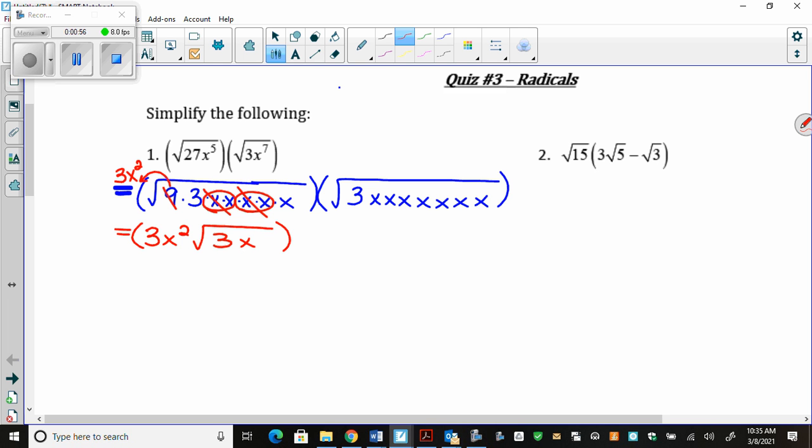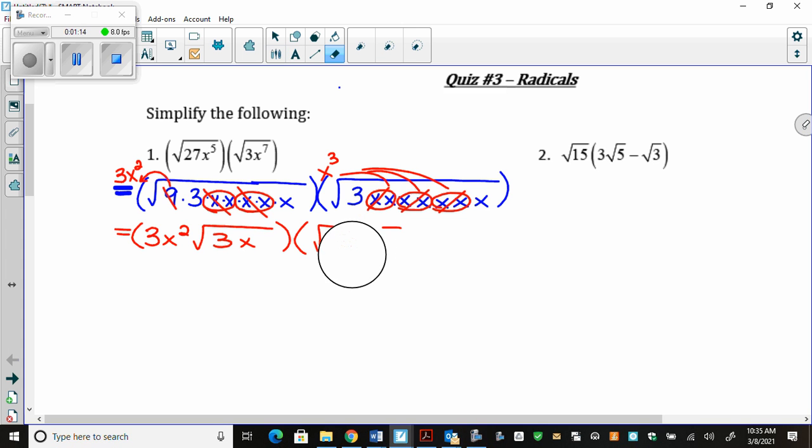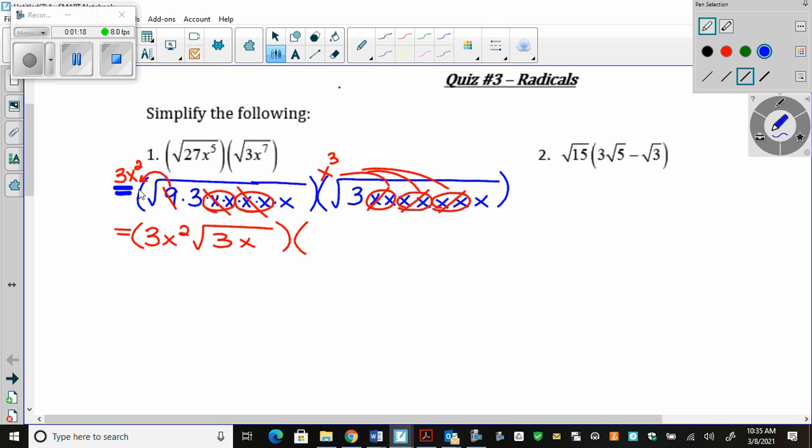Then the next one, the 3, I can't do anything with, but I have 1, 2, 3 x's I can take out. So I can get an x cubed out front. And then I'm left with square root 3. Check that. X cubed square root 3x.